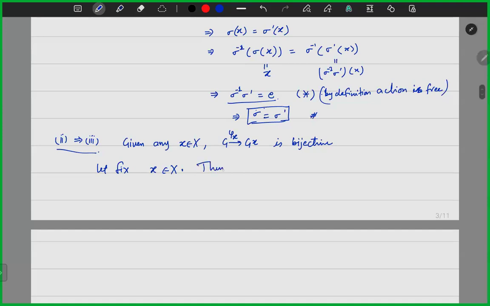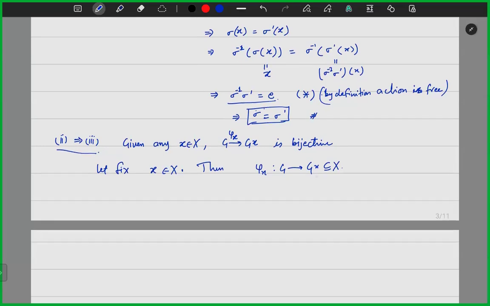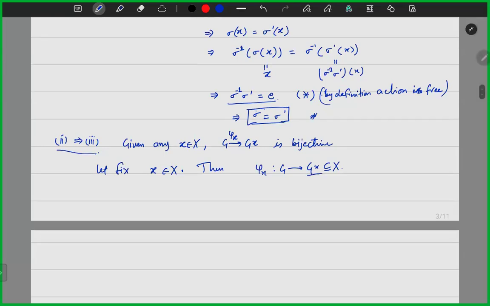Then, what is this map? First, we'll see this. Phi x from G to Gx, which is a subset of X. This is the same map. We are just restricting our codomain, right? So this map was already injective, if you remember. And it is surjective also, because now we are restricting our codomain to just this orbit of it.